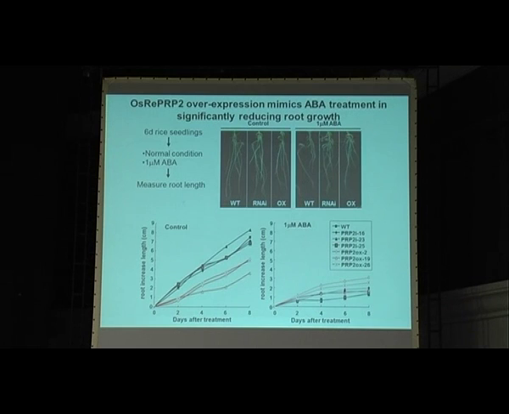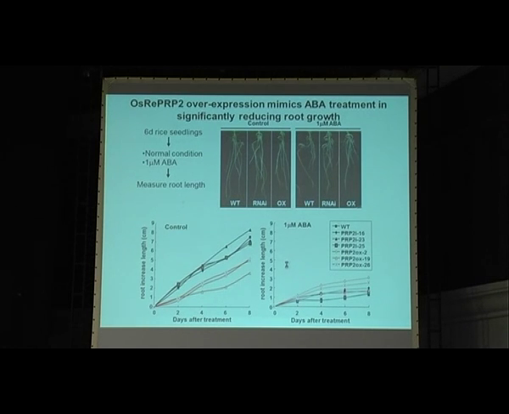So we overexpress this PRP2 and see what happens. To make a long story short, if you overexpress PRP2 in transgenic rice, it will mimic what ABA treatment does. So here's the control. And if you overexpress PRP2, the root length decreases. And this is pretty much the same as if you treat the root with ABA. Once you treat the root with ABA, the control, the non-transgenic, becomes much shorter, which is the same as the PRP2 overexpression.